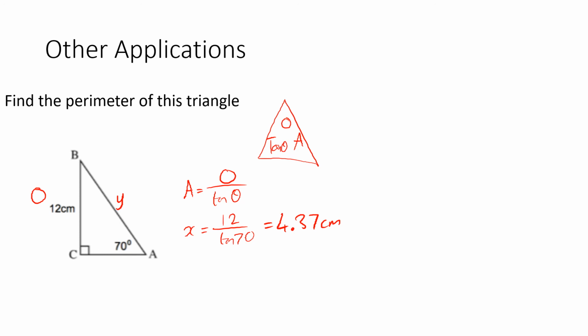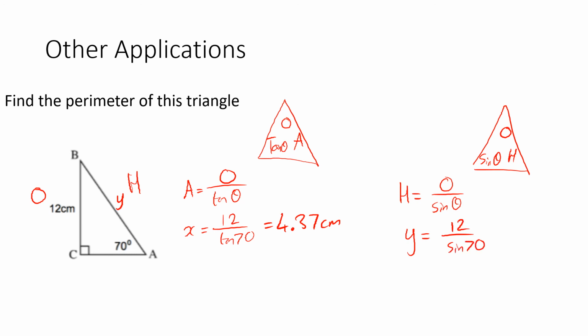I'm going to delabel the x, and I'm going to say that these are the two sides I'm interested in now, and that's the opposite and the hypotenuse. So that means if I want to work out y, I'm going to have to use SO, sine theta, opposite, hypotenuse, trying to work out the hypotenuse. So that's going to be the opposite divided by sine theta. So y is equal to 12 over sine 70, which is 12.77.